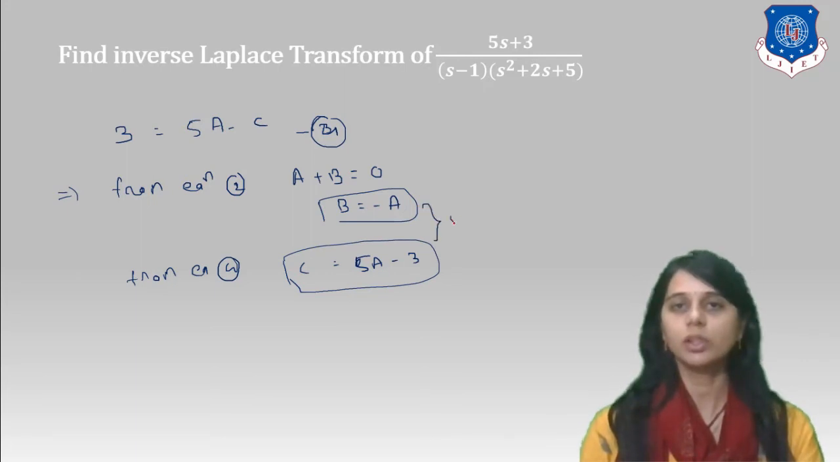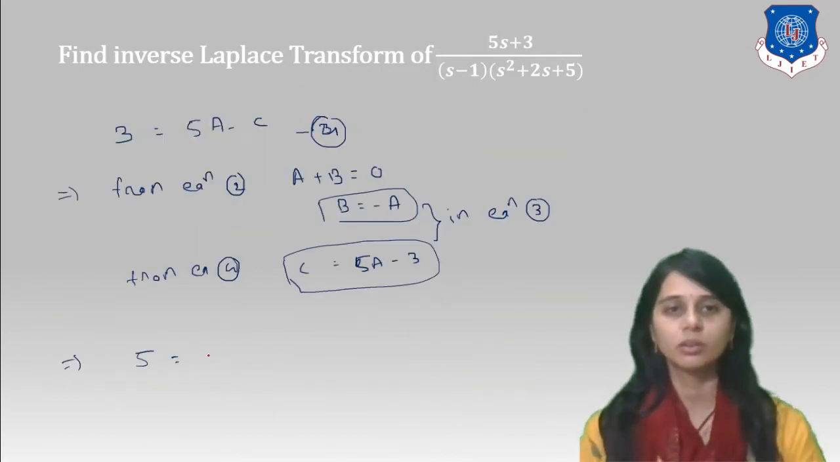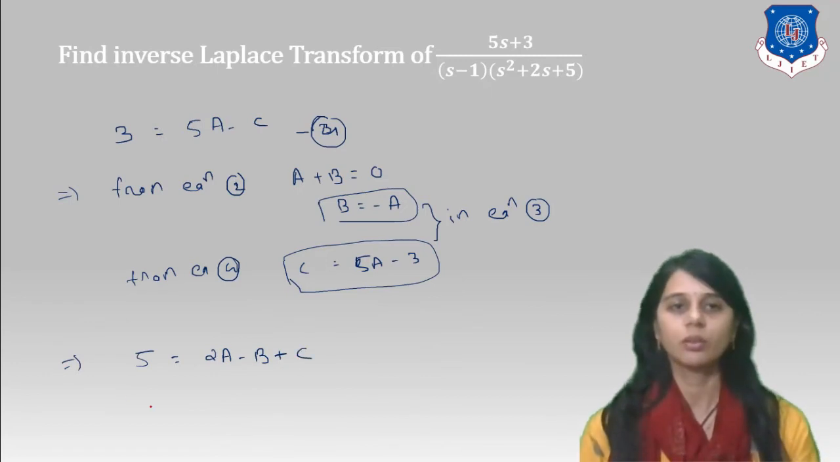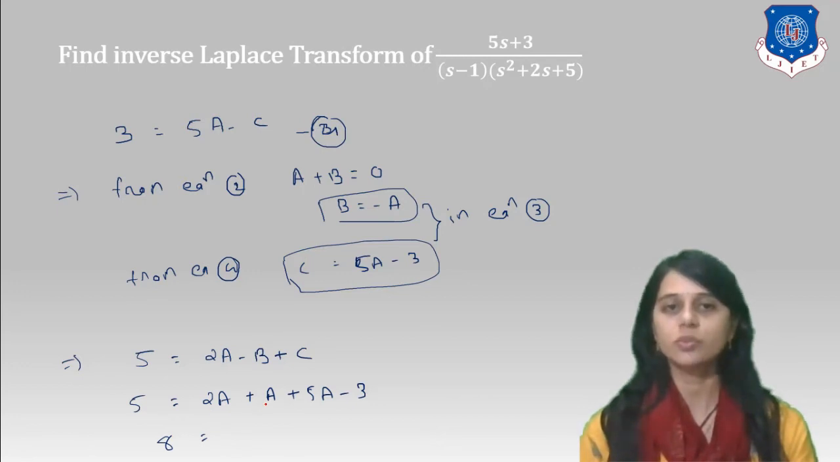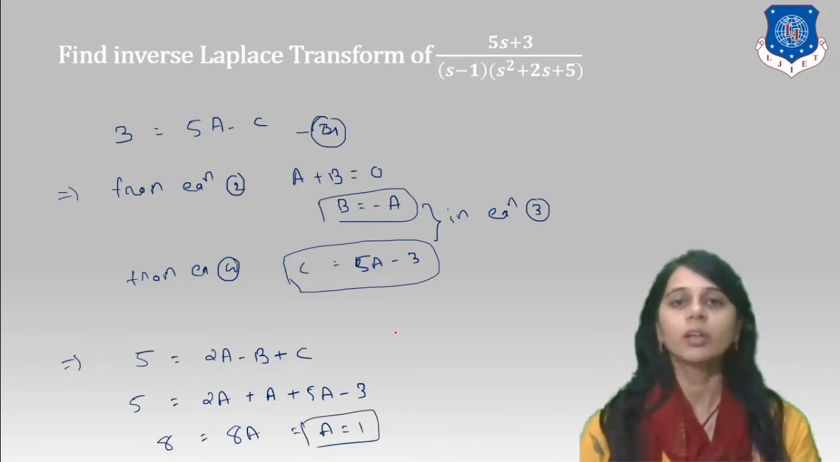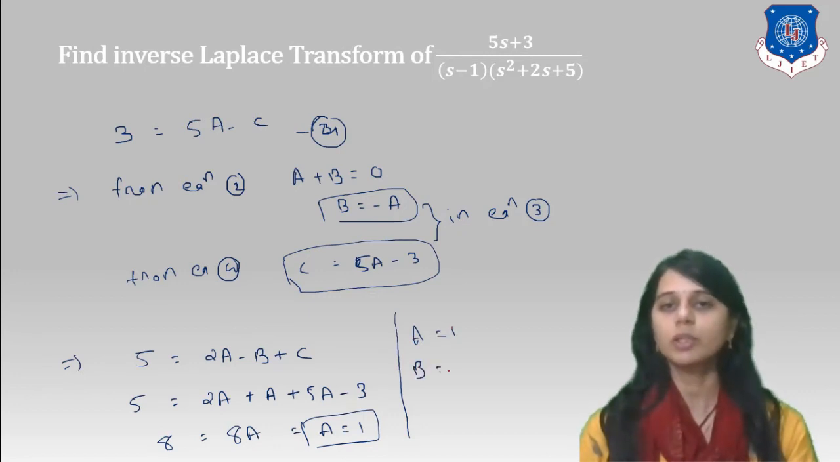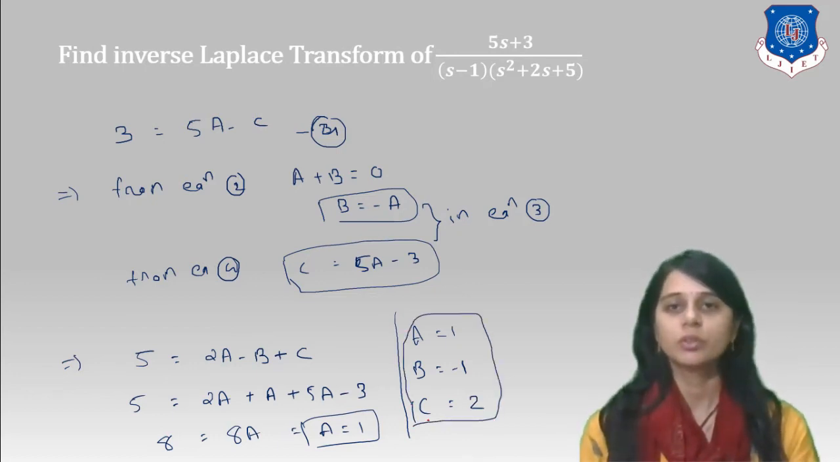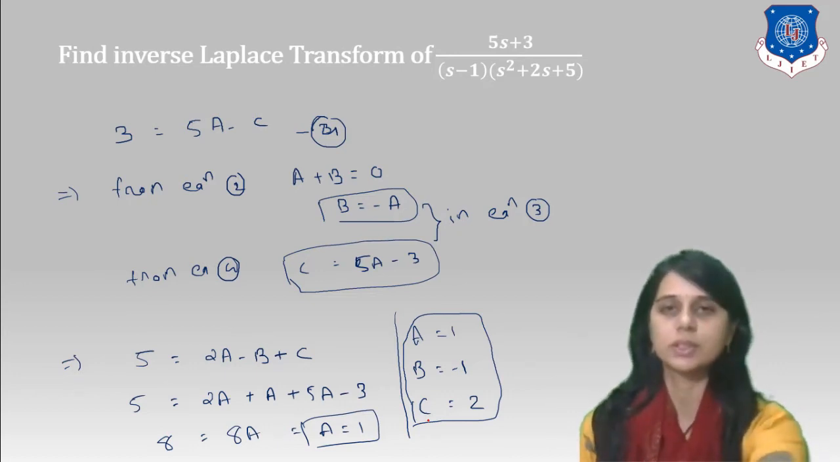Put these two values in equation 3. Equation 3 is 5 equal to 2A minus B plus C. So 5 equal to 2A; B is minus A, so it is plus A; and C is 5A minus 3. So we get 5 plus 3, it is 8, equal to 2 plus 1 plus 5, it is 8A. So A equal to 1. Now if A equal to 1, then B equal to minus 1 and C equal to 2. This is the value of the undetermined coefficients.